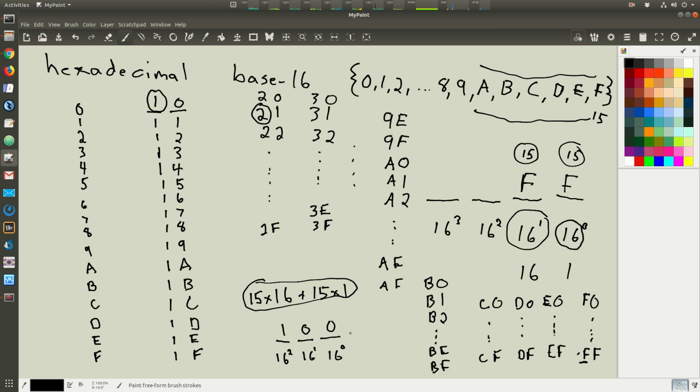Okay, so that is the basics of the number systems. They all operate the same way. We know decimal, that's what we're most familiar with. We went over octal and binary, and now base 16, known as hexadecimal.